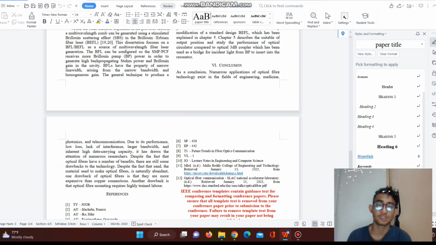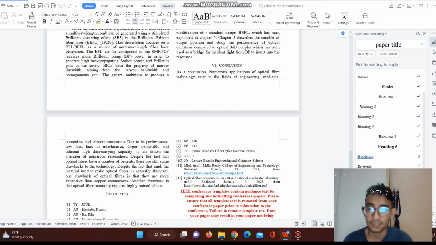As for the conclusion, optical fiber technology has evolved in many fields such as engineering, medicine, photonics, and also telecommunications. It is because it has low loss and also a lack of interference. Not to forget about larger bandwidth and also inherent high data carrying capacity. It has drawn the attention of numerous researchers.